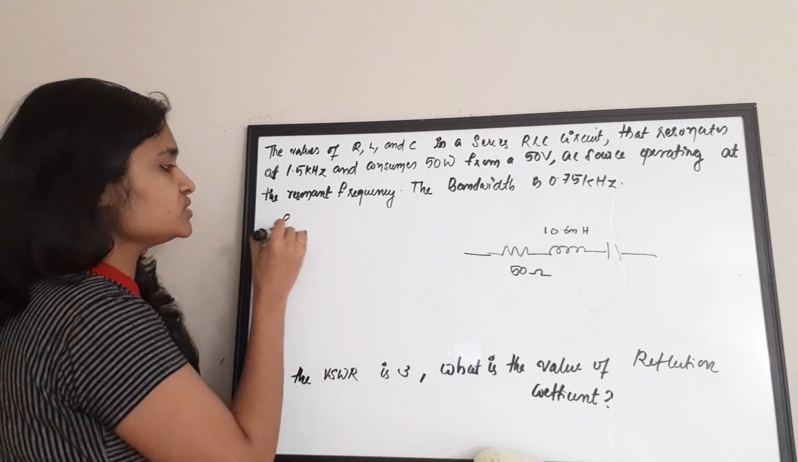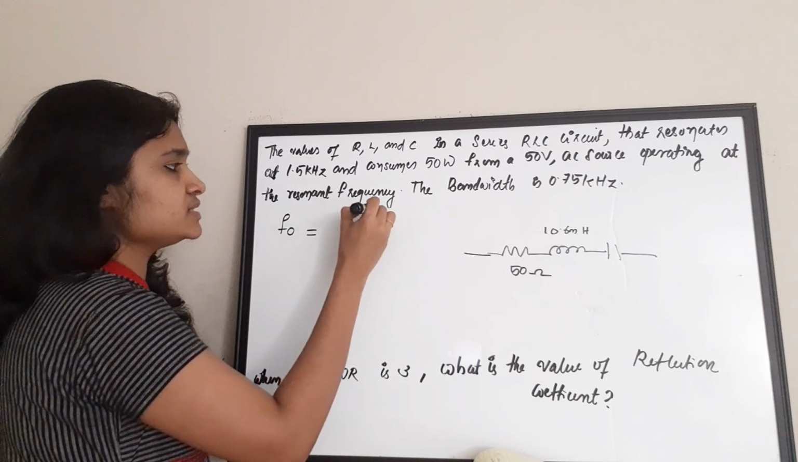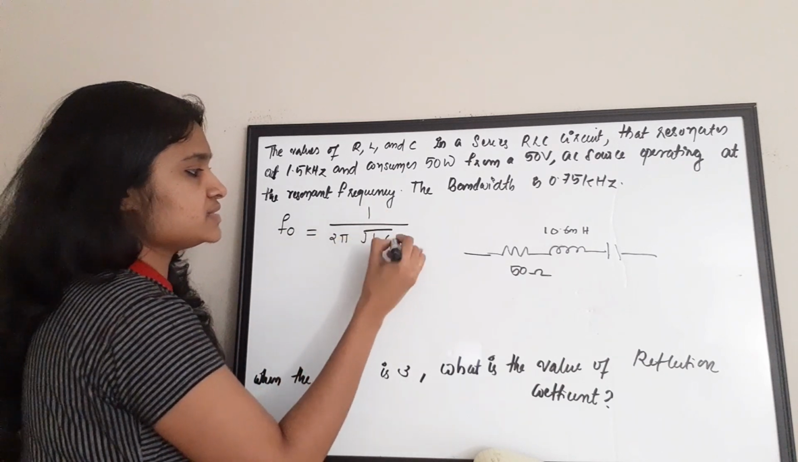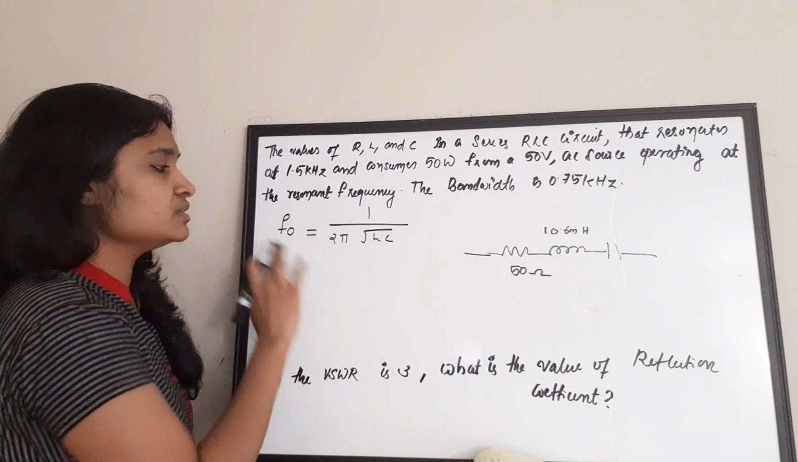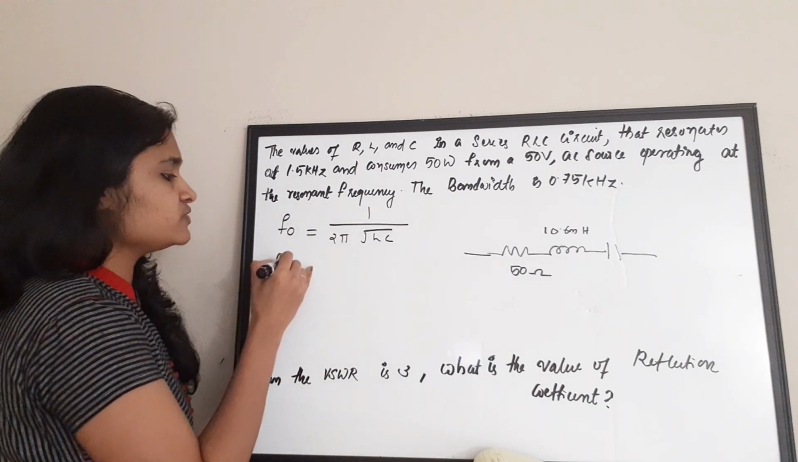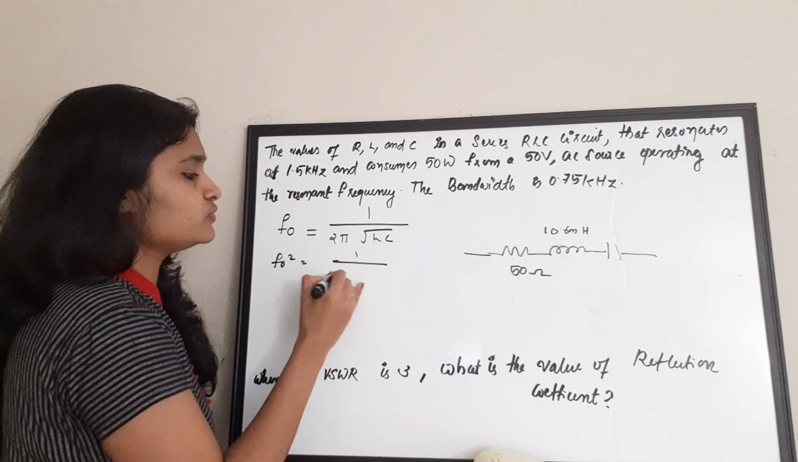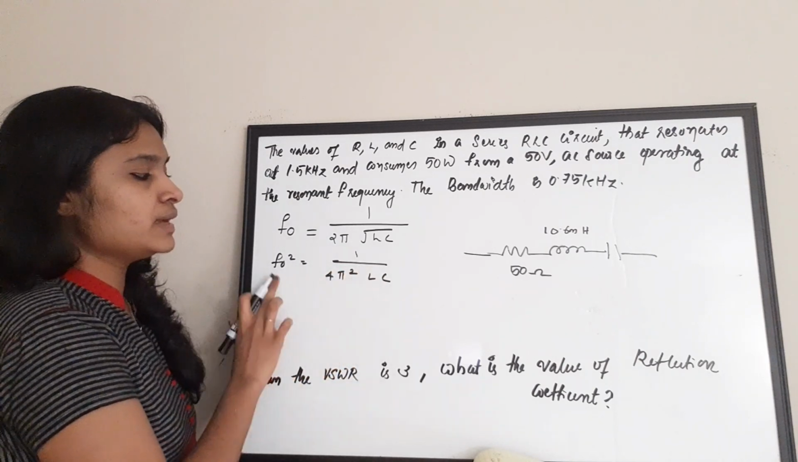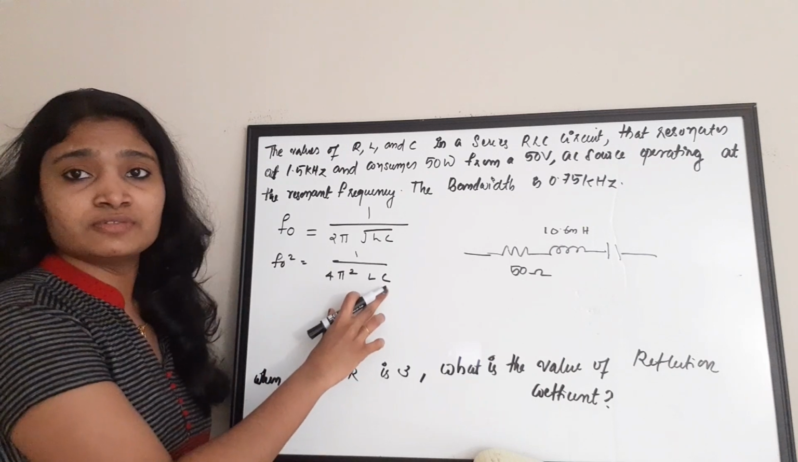So, for that I am going to use the equation for resonant frequency, that is F0 is equal to 1 by 2 pi square root of LC. In order to remove the square root, just take the square on both sides. So, F0 square is equal to 1 by 4 pi square L into C. Here L value is known, F0 is known. Directly you can find C.